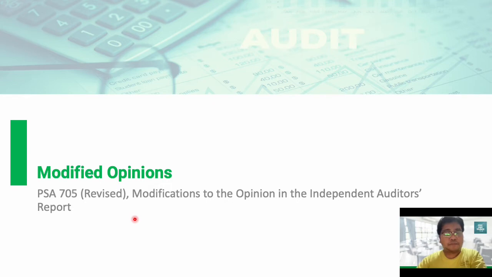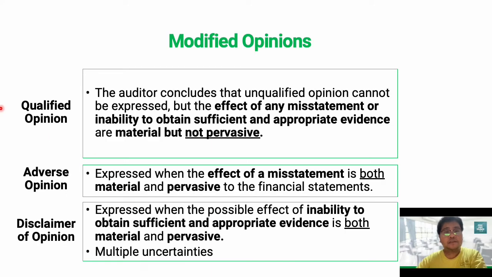So the next part of our discussion will be modified opinions. On this part, our relevant reference is PSA 705, modifications to the opinion in the independent auditor's report. We have three types of modified opinion: qualified opinion, adverse opinion, and disclaimer of opinion. Actually, a disclaimer of opinion is not giving an opinion. So technically speaking, qualified opinion and adverse opinion are the types of modified opinion, and a disclaimer is the absence of opinion. This is the part where we do not give our opinion.